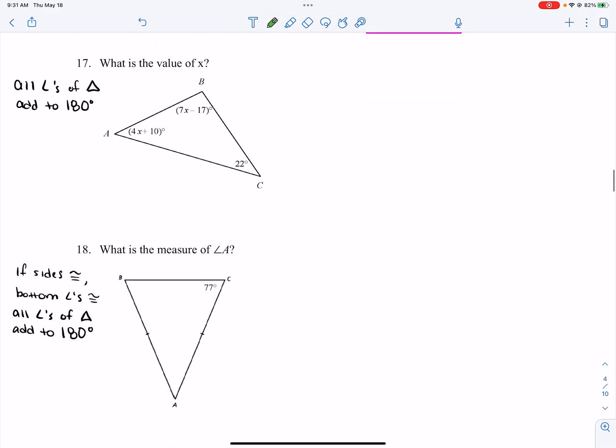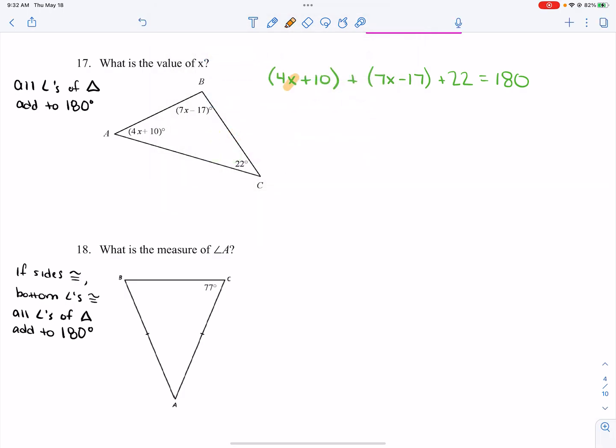All right, 17, what is the value of x? So over here I wrote all angles of a triangle have to add to 180. So all three of these together have to equal 180. So that means that I'm going to add all three together. So 4x plus 10 plus 7x minus 17 plus the 22 degrees, and I'm going to set it equal to 180.